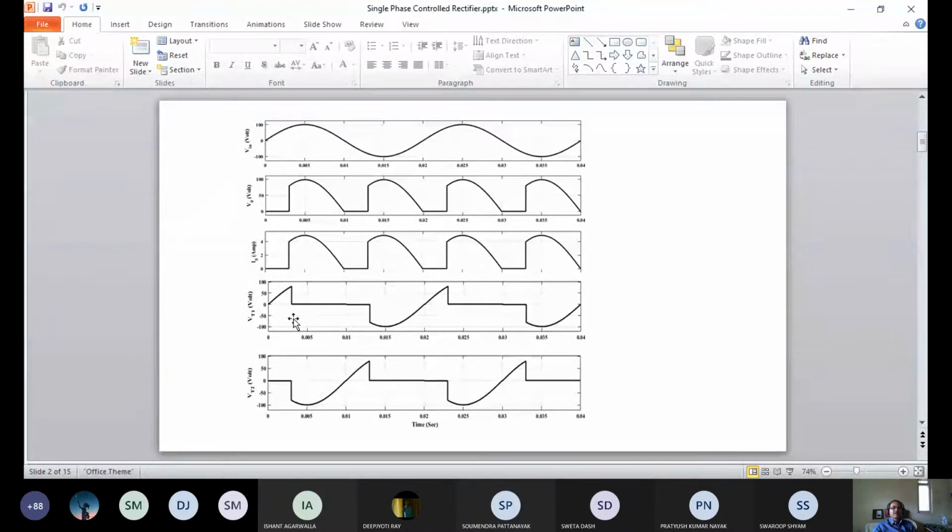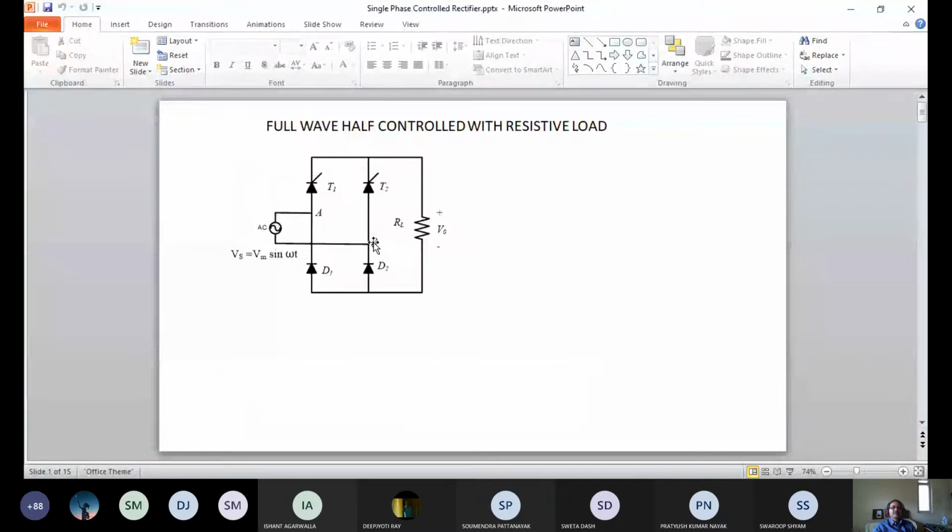When the switch is conducting, voltage is 0. When it is not conducting, supply voltage will appear. As I told you, always apply KVL. So when these two are conducting, this is off, open circuit. This is open circuit. Just apply KVL to this closed loop. This is positive, this is negative. Anode to cathode will be negative.